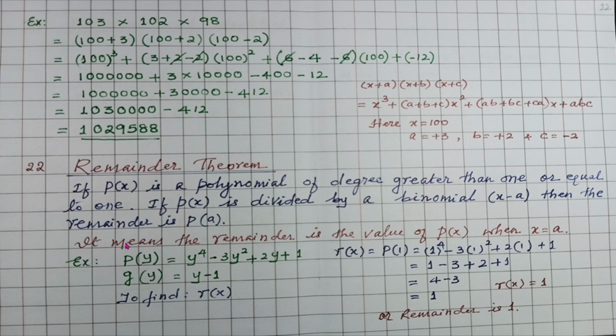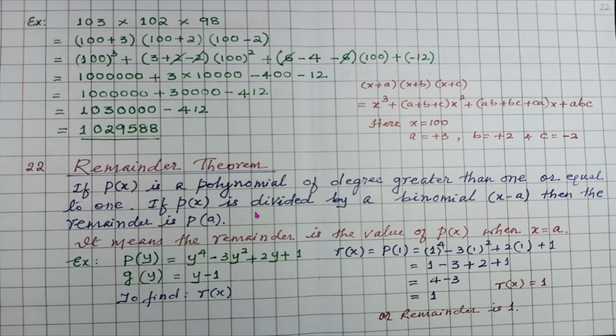Now let us see an example. We have p of y equal to y raised to 4 minus 3y square plus 2y plus 1, and y minus 1 is the binomial. Now we have to find the remainder. Wherever y is there, put 1, since it is minus, I have to put a, that is 1. So p of 1 will be 1 raised to 4 minus 3 into 1 square plus 2 into 1 plus 1. 1 raised to 4 is 1, minus 3 into 1 square is minus 3, plus 2 plus 1. If you add this, we get 4 minus 3, and the remainder is 1.